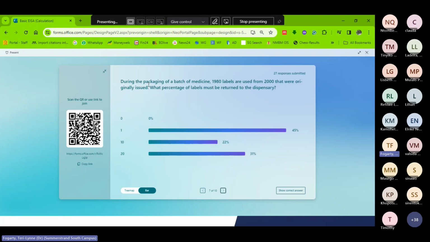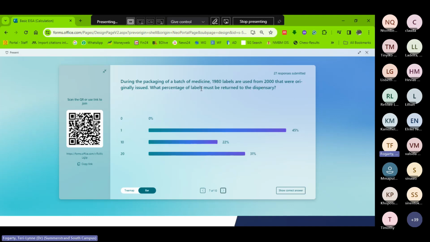During the packaging of a batch of medicine, 1,980 labels are used from 2,000 that were originally issued. What percentage of labels must be returned to the dispensary? Right. So this question is, again, maybe there are 2 steps that you need to follow here. So maybe it's a higher order level question. 2,000 were given to you to do your packaging. You used 1,980. So you had 20 labels left over.